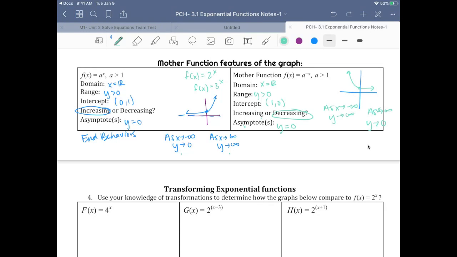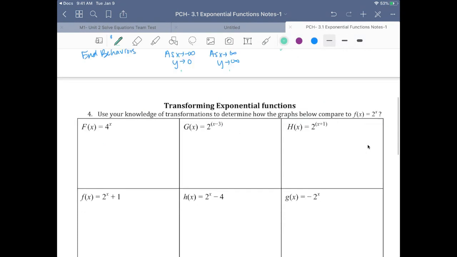Okay, something important to remember is that if we don't have a multiplier, like a vertical multiplier, we have y-intercepts at 0, 1. Excuse me. I wrote that weird. Come on, 0, 1. Okay.